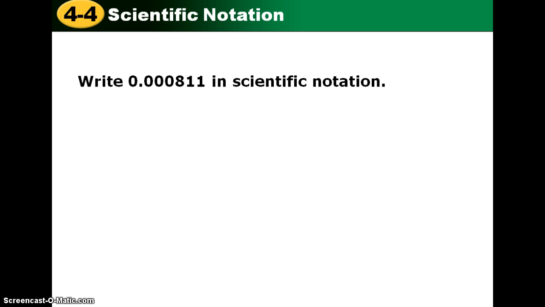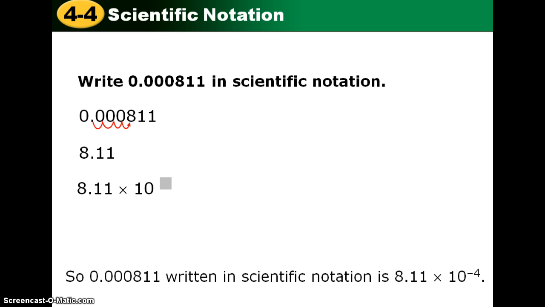For this decimal, I know it's going to be a negative exponent because it's a decimal. I need to find a number somewhere greater than or equal to 1 and less than 10. So I see the number 8. So if I move the decimal after the 8, I have the number 8.11 times 10 to the power. It's a negative, and I moved it 1, 2, 3, 4 steps. So 8.11 times 10 to the negative fourth.